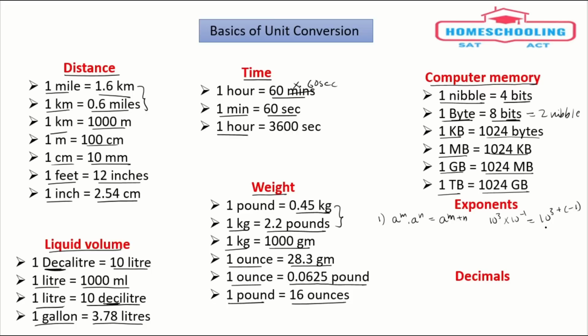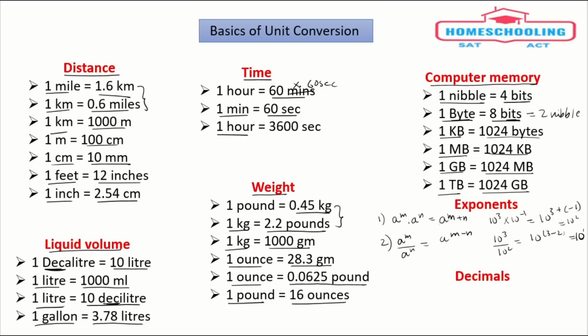So 3 minus 1 would be 10 to the power 2. And there's one more exponent formula that can be used in unit problems, that is a to the power m divided by a to the power n is equal to a to the power m minus n. So let's take 10 to the power 3 divided by 10 to the power 2. So this one would be 10 to the power 3 minus 2. So that is 10, because the power is 1. So 10 to the power 1 can be written as 10.